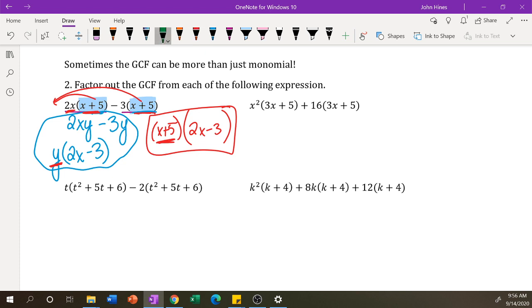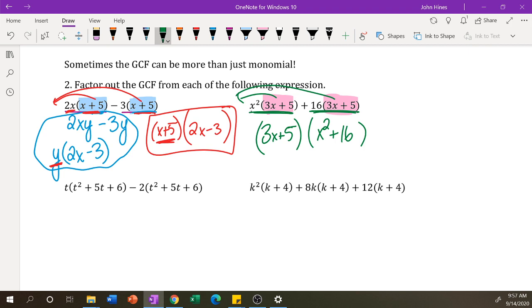So this next one, we're looking for a common factor. We're looking for what these polynomials have in common. Again, I have two terms here. I have x squared times 3x plus 5, and then I have 16 times 3x plus 5. Hopefully you noticed both terms have a factor of 3x plus 5. That's what I'm going to factor out. I'm undistributing that 3x plus 5, and what am I left with? I'm left with x squared plus 16. That chunk got undistributed out.